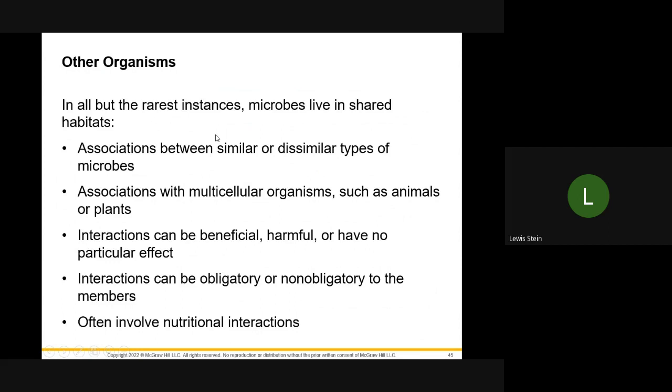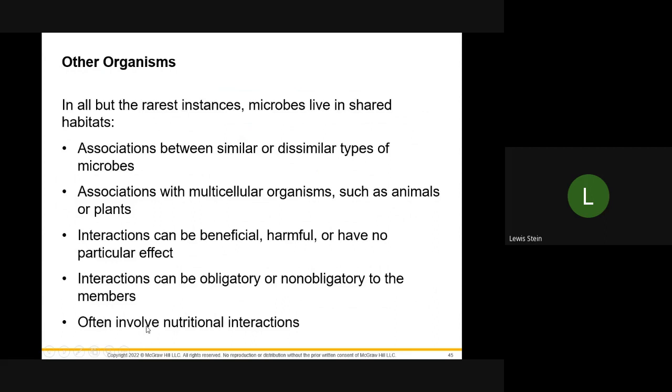Okay. And here they're talking about the idea of associations between both similar and dissimilar microbes. This is the whole thing of what we see more in slime layers and in these interrelationships between microbes that we're exploring much more now. So you'll see some of the examples. And they're going to talk about the interactions and ones that are obligatory and non-obligatory.